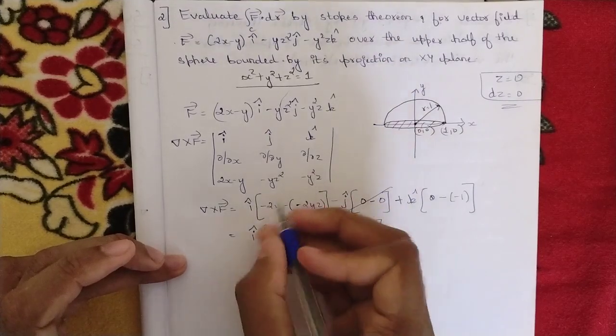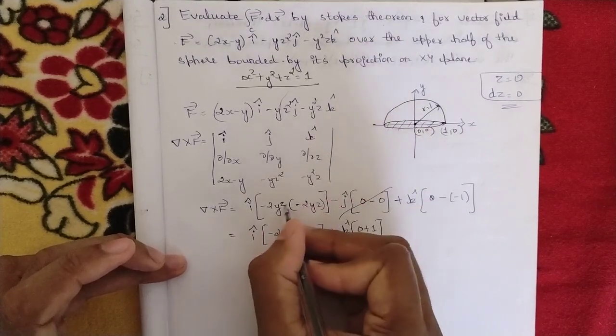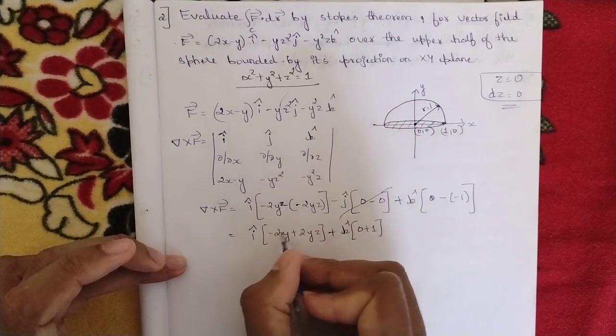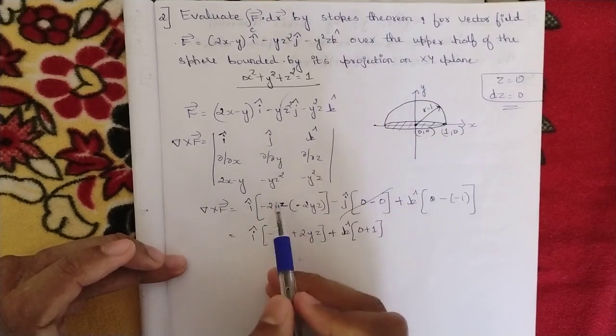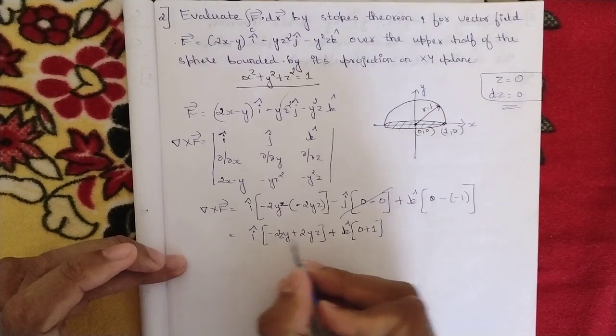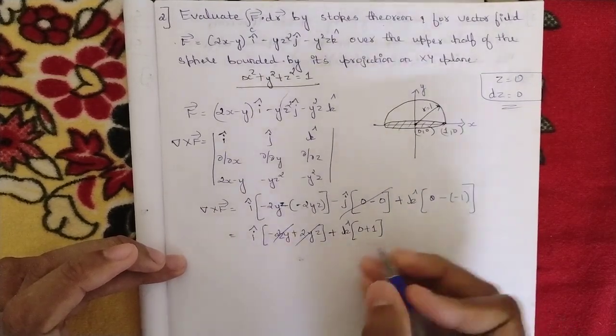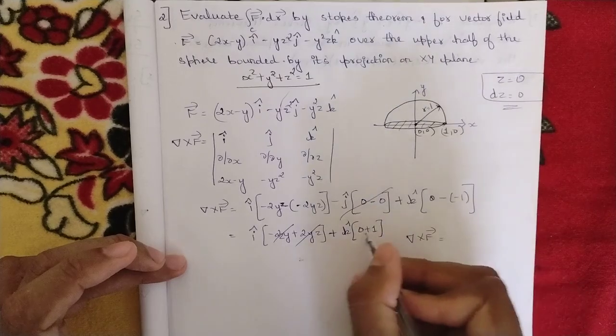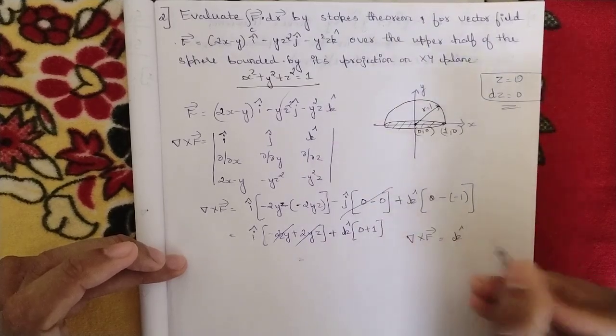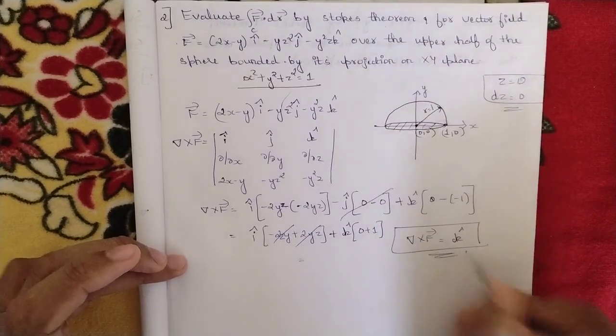So here it is 2yz. Here the z term I forgot to write when I did it. So 2yz, so minus 2zy plus 2yz, so this would be again 0. So you would be left with only del cross f is equal to 0 plus 1, which is 1, so del cross f is equal to k cap.